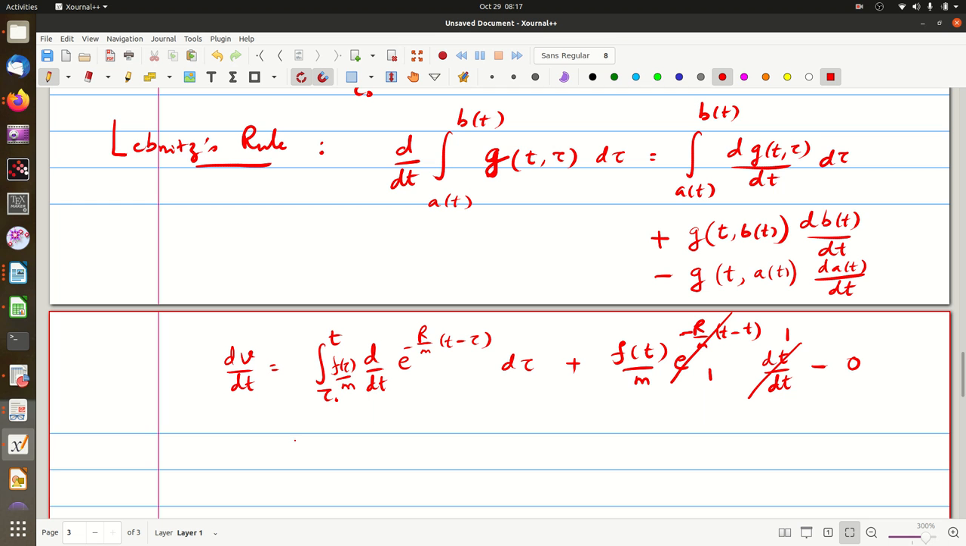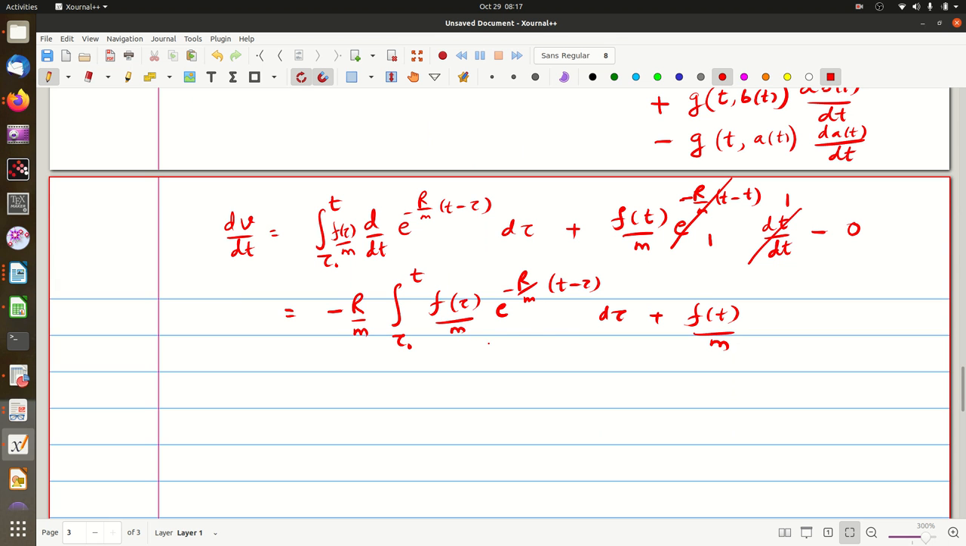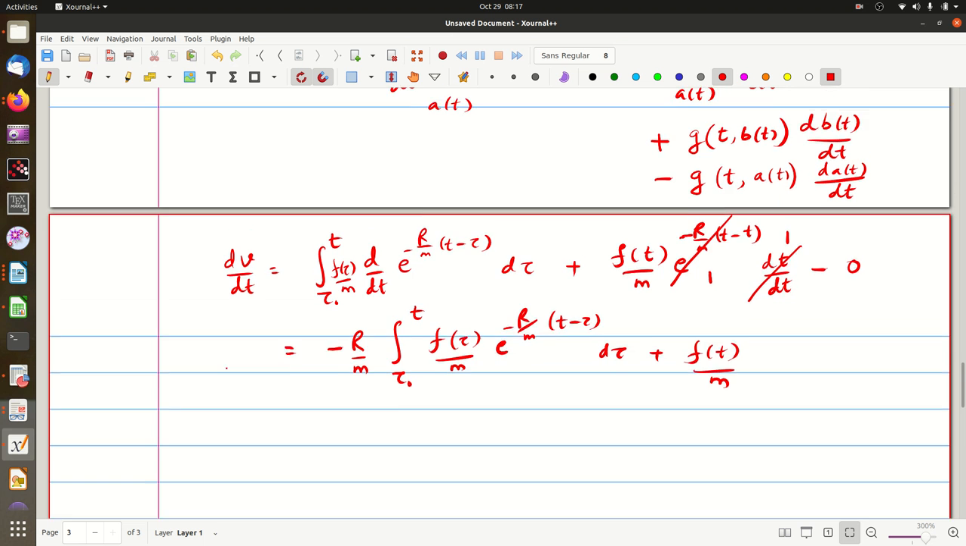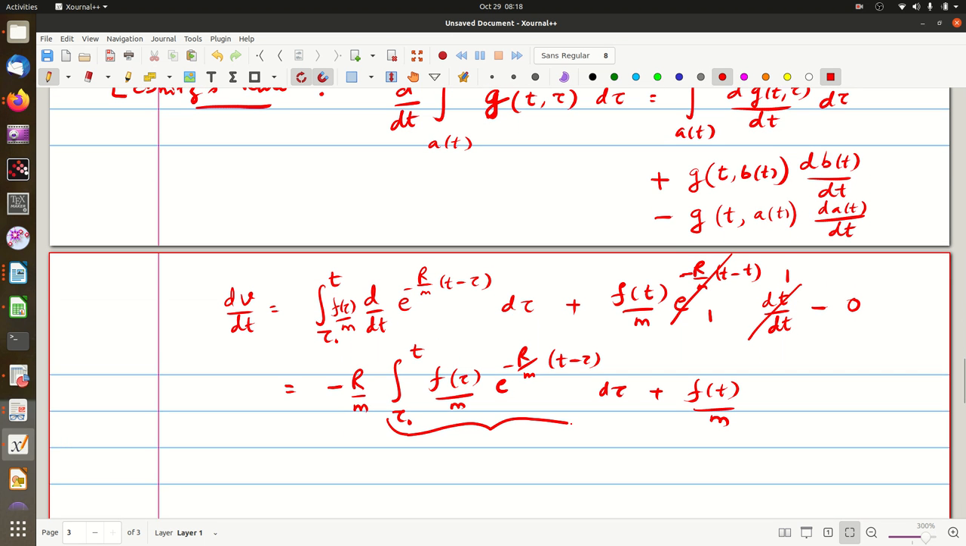And when you integrate this, what do you get? A minus r by m comes out. So you have minus r by m times the integral from tau naught to t of f of tau by m into exponential minus r by m times t minus tau d tau, plus f of t by m. And this integral here is nothing but the velocity. So you have minus r by m times v plus f of t by m. So it satisfies the differential equation. Hence, it's the correct solution. Let us stop here and then take another example, which is in the spatial domain, next.